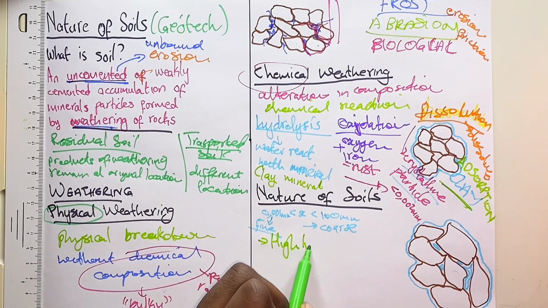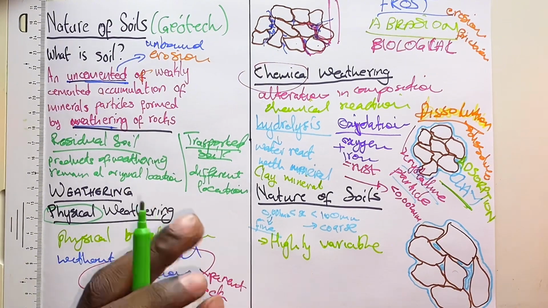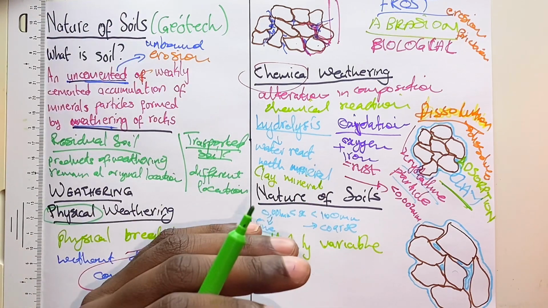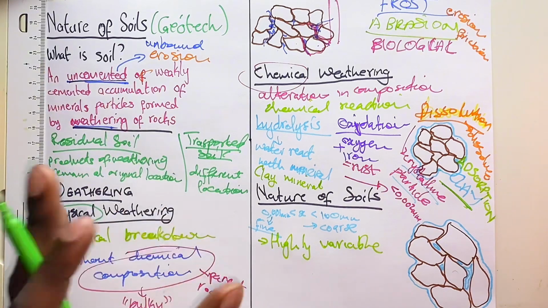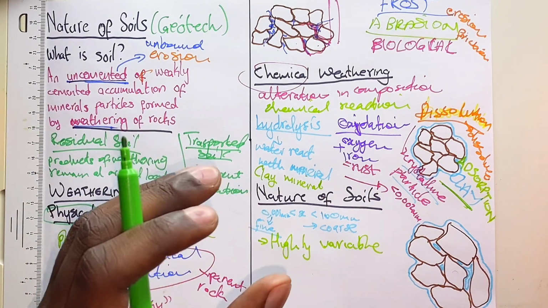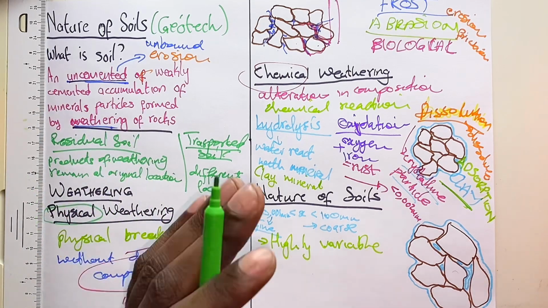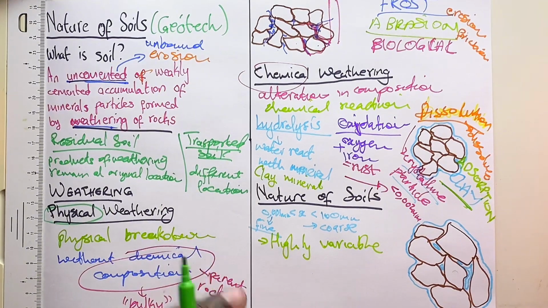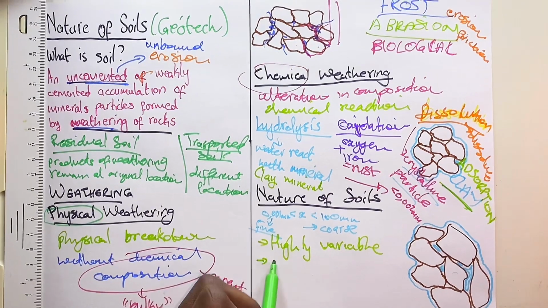Now, soils are also highly variable. When we say that they are highly variable, we mean that properties vary from point to point. So whatever you find at this point may not be the same as what you find 100 meters away. So if you calculate the strength of your soil here, it doesn't mean that it is the same strength 100 meters away. So there are very large variations in your soil over small distances. So one nature of soil is that it is highly variable.